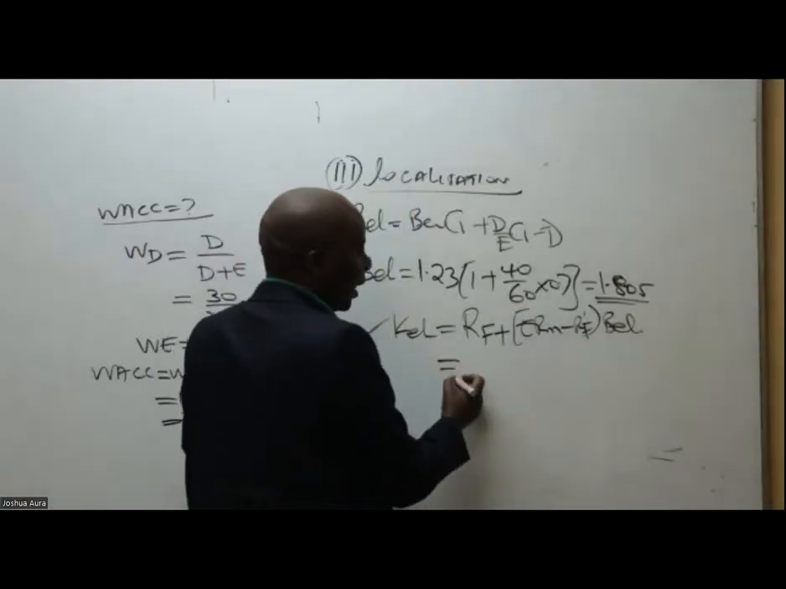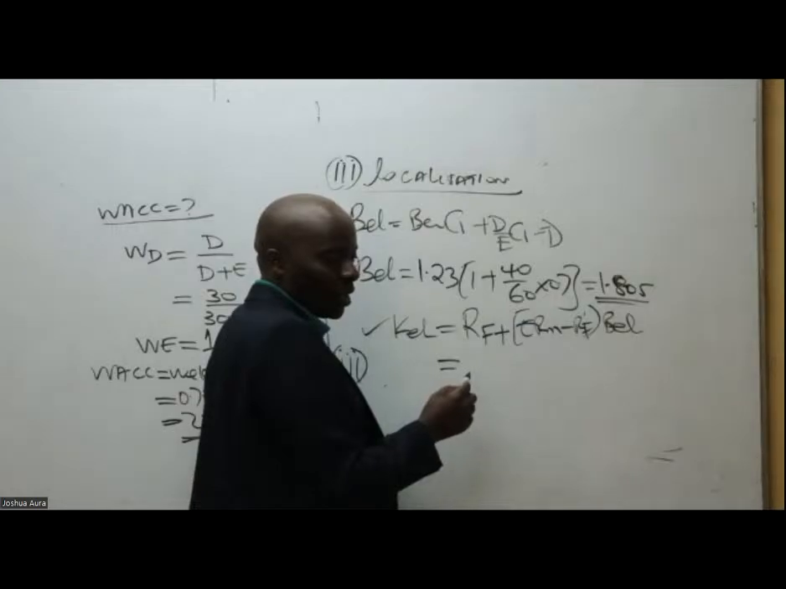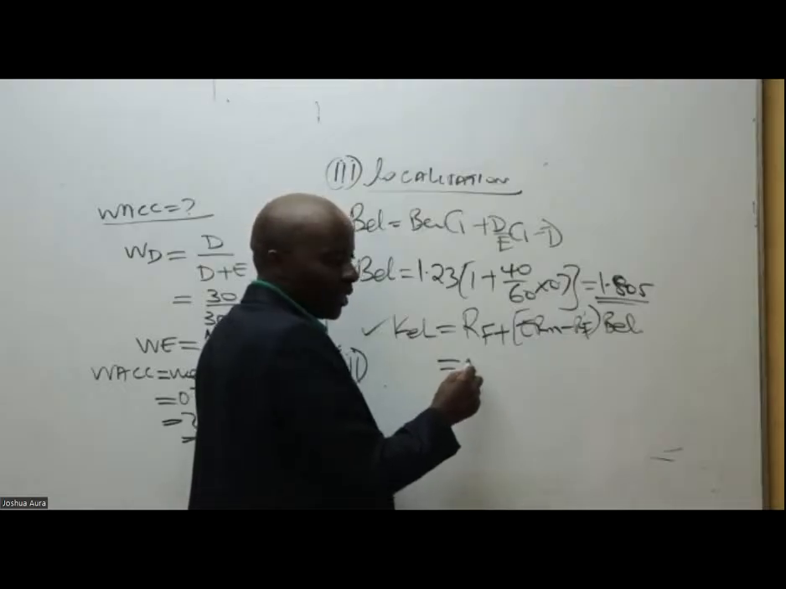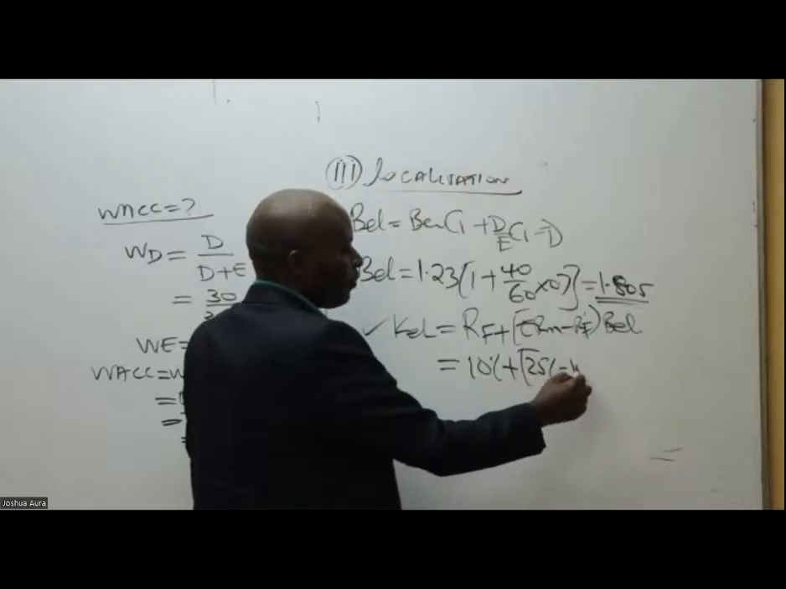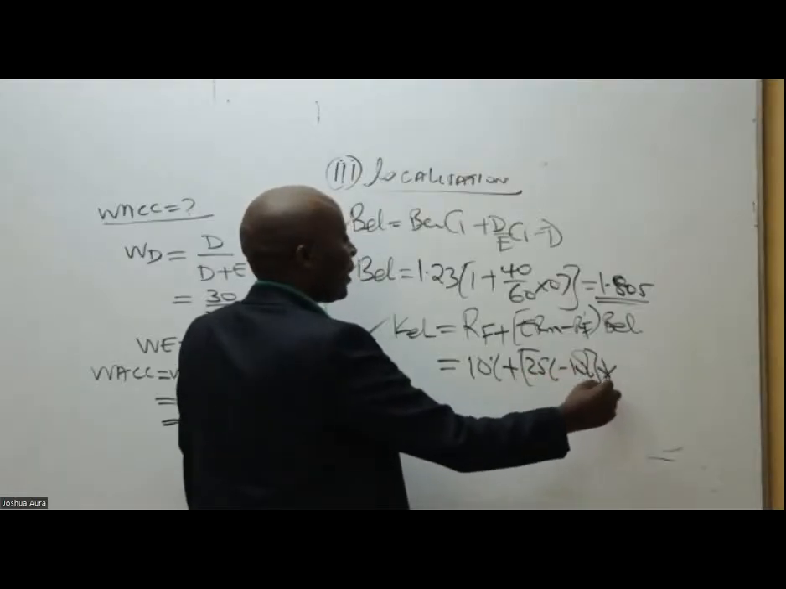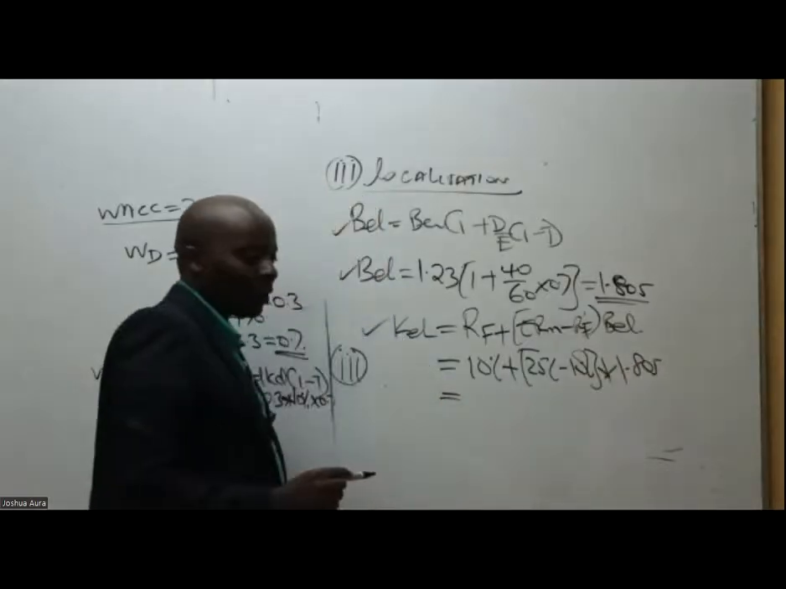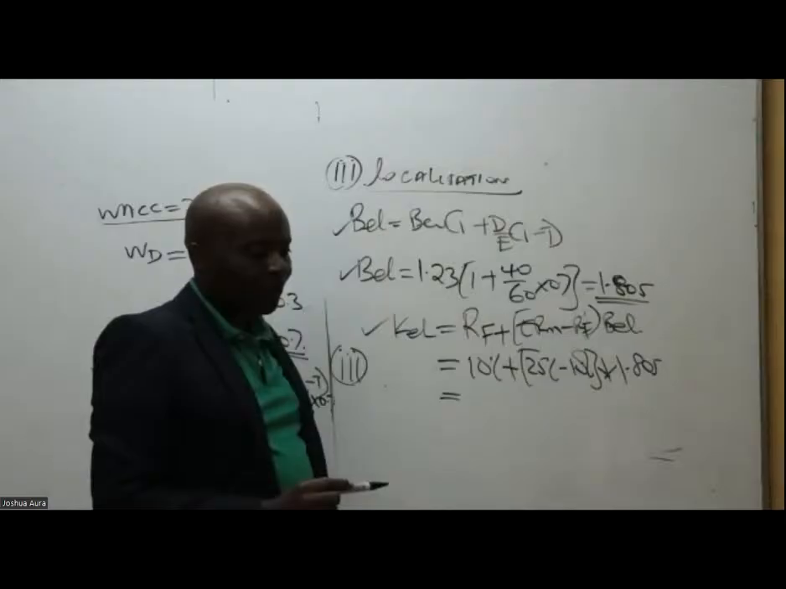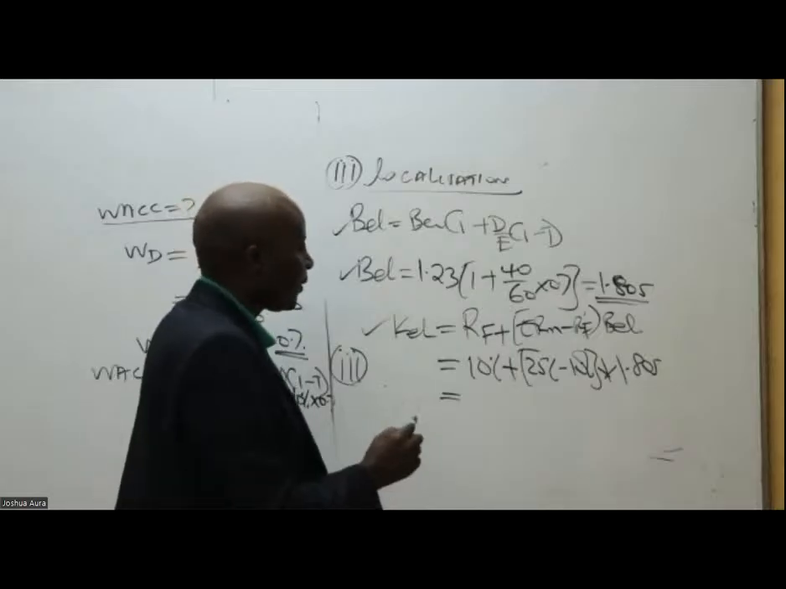So the risk-free, are you able to see the risk-free? Risk-free is what percentage? Risk-free, 10. Market returns, if my memory serves me well, was 25, minus 10, multiplied by the BEL that we have here, which is 1.805. So at the end of the day, what are we getting as our cost of equity? 37%.